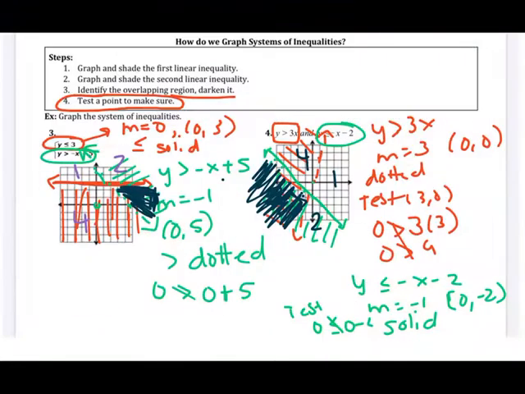To graph, you're just going to graph one at a time, figure out whether it's solid or dotted, figure out where to shade, and then darken your overlapping region, because that darkened overlapping region is covering the solution for your linear system. Looking forward to supporting you on this in class.